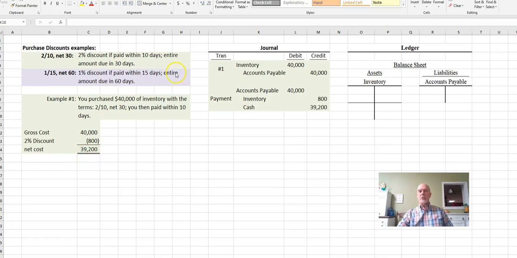So here's how this would go into the accounting records. When we make that purchase, we would debit inventory for $40,000. I'll take that to the ledger.